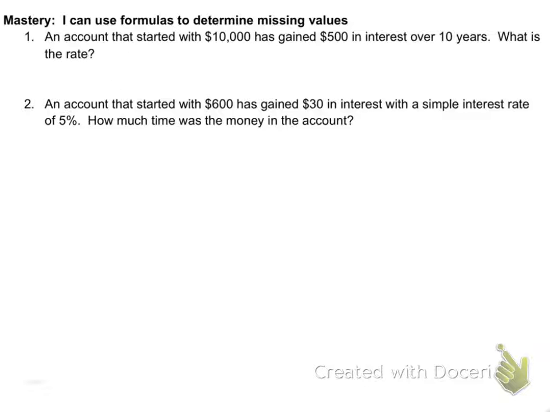All right, this is a new kind of problem, at least for this class, and we are going to use one of these new formulas in order to find the missing values. So let's read the question first and figure out what we need to find. An account that started with $10,000 has gained $500 in interest.